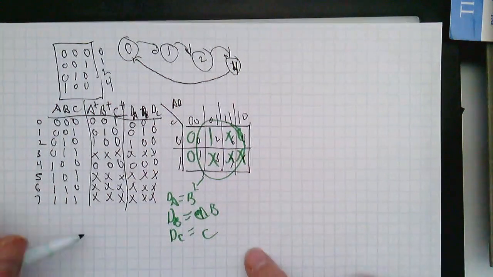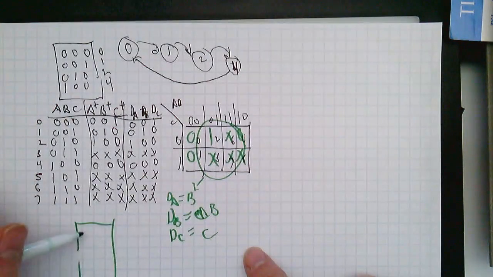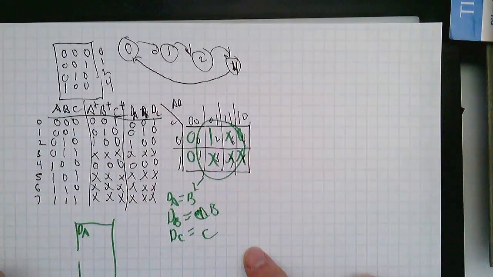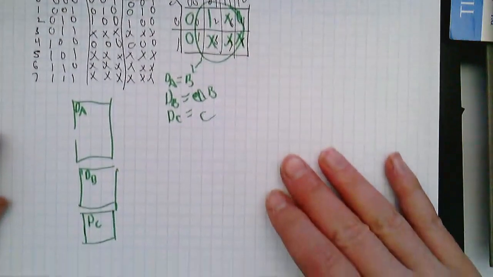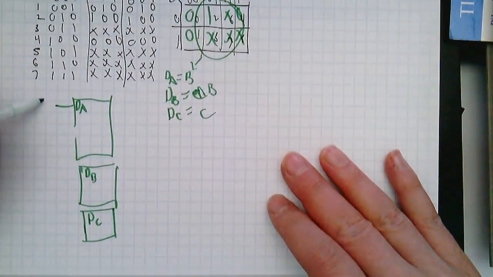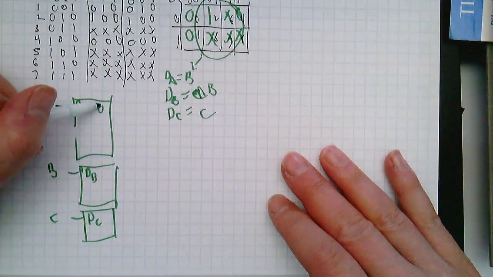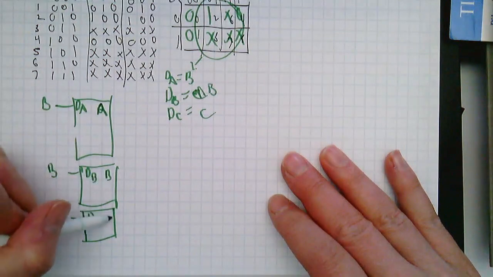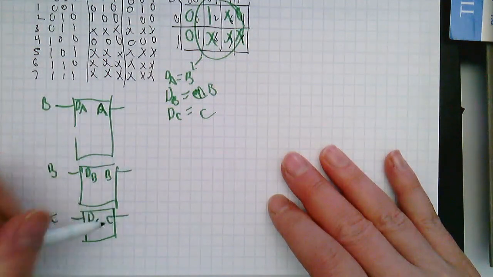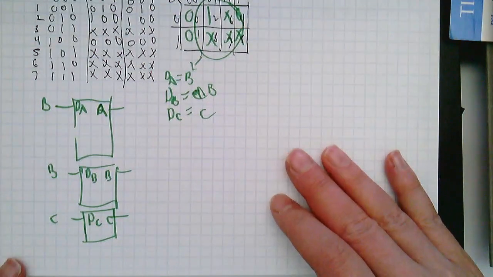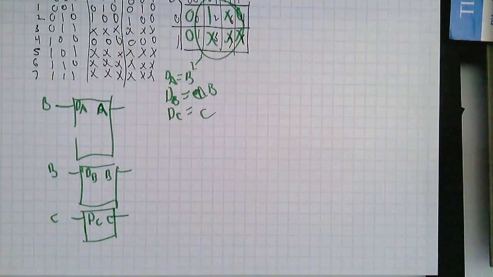So that's cool. Now, for my walking ring counter, D sub A is equal to B, D sub B is equal to B, and D sub C is equal to C. And that's it. Pretty cool, right? So now you've got the walking ring counter under your belt.